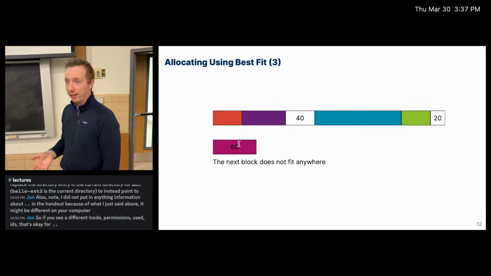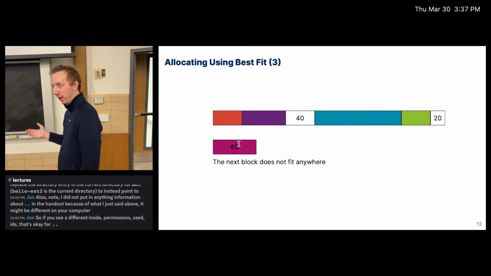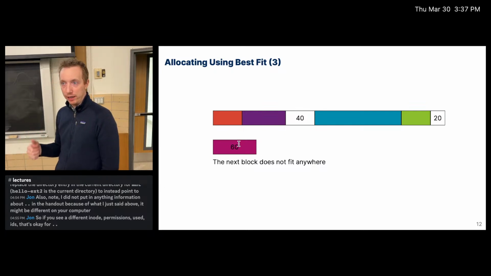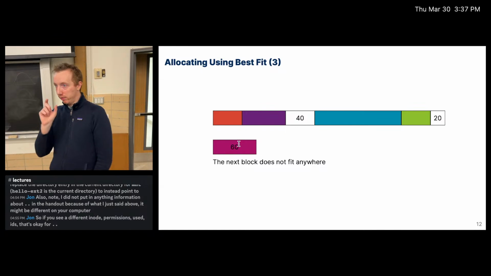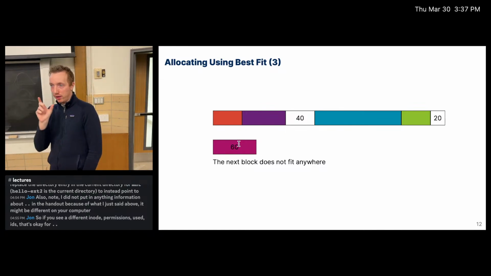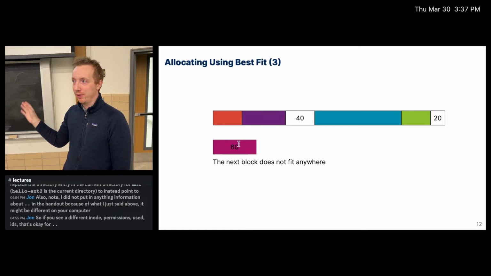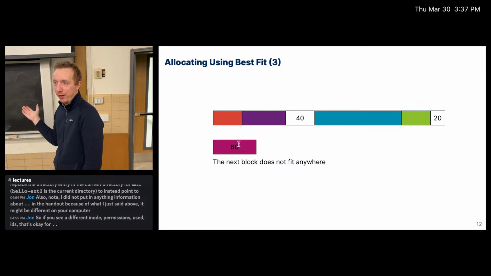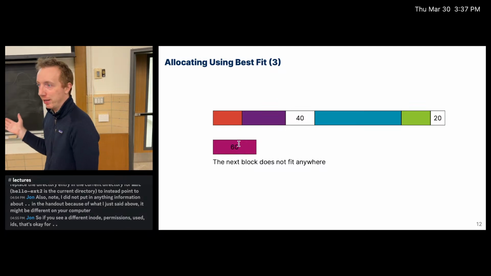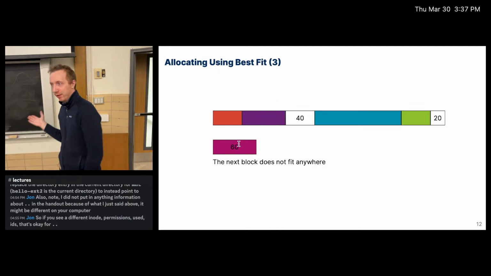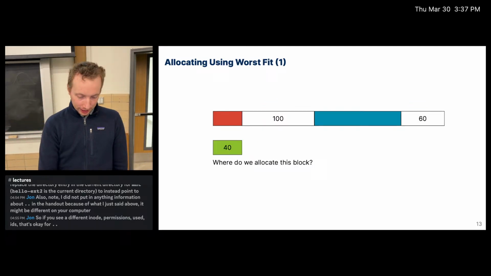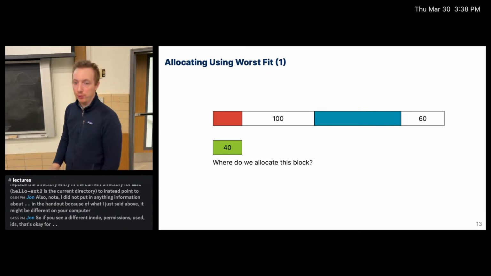Well, in my memory allocator in total, I have 60 bytes free. I have a 40 and a 20, but they're not contiguous, right? They're not beside each other, so it doesn't fit anywhere, and now I would just say, hey, I'm out of memory. Sorry. You actually have 60 bytes free, but I can't do anything for you. So that's not great. So let's see what happens when we do worst fit.